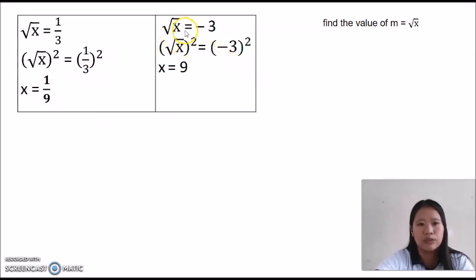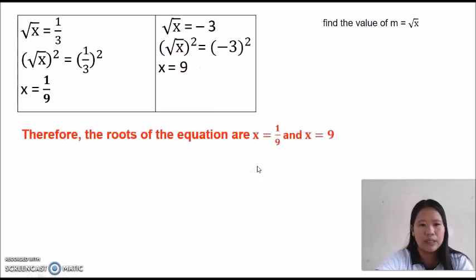Dito naman tayo sa ikalawang value. We have square root of x equals negative 3. The same, yung ginawa natin, gagawin din natin dito. I-erase natin both sides by 2. So we have square root of x raised to 2 equals negative 3 raised to 2. So square root of x raised to 2 is equal to x and negative 3 raised to 2 is equal to 9. So therefore, the roots of the equation are x equals 1/9 and x equals 9.